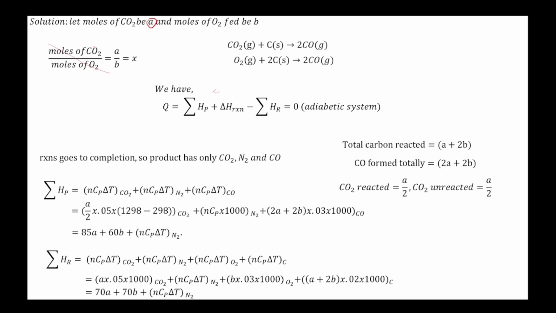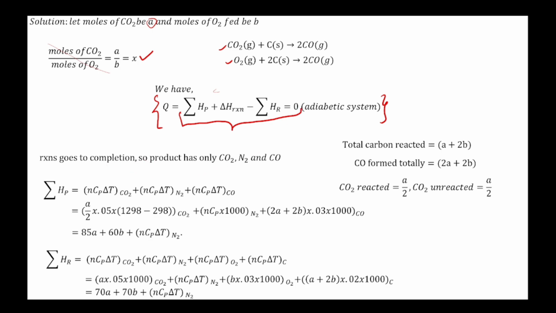So moles of CO2 upon moles of O2 will be A by B. That is, let it be X. These two are the reactions. We have Q is equal to... I told you where to apply this formula: when we have a heat energy balance with stoichiometric coefficients, we have to apply this formula. For an adiabatic system, this whole thing will be equal to 0. So we will take this complete formula.